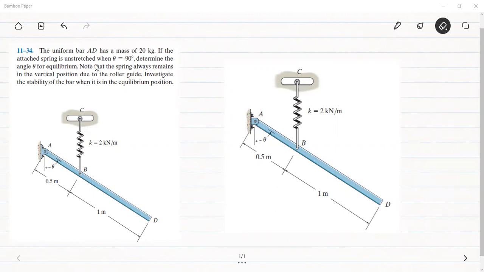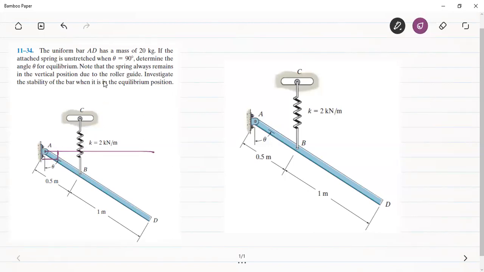If the attached spring is unstretched when theta is equal to 0, the spring will be in an undeformed or unstretched state when theta is equal to 90 degrees. Now see, in this case, theta is given with the vertical. The bar is making an angle of theta with vertical. So theta is equal to 90 means the bar will be completely horizontal.